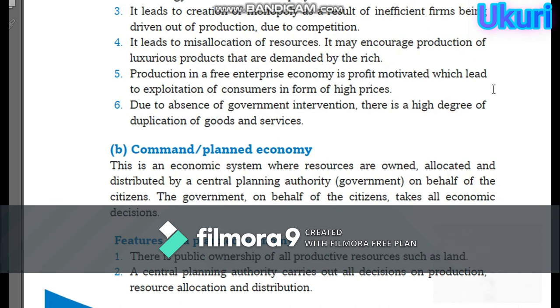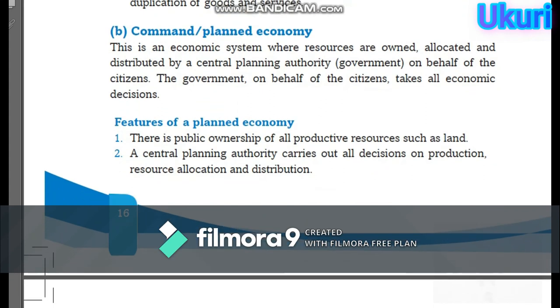It may encourage production of luxurious products that are demanded by the rich. Kuvuga ngo bituma habaho kuzana product nyinshi zifite amafaranga menshi, ibiciro byinshi biri hejuru, ugasanga abakire aribo bari kubigura abakene bagahezwa. Production in free enterprise economy is profit motivated, which leads to exploitation of consumers in the form of high prices. Bite nuko abakeneye profit bituma ibiciro bijya hejuru, nuno aba consumers bakabibona ku giciro kiri hejuru, cyangwa se bakaba banabibura bitewe n'ubushobozi bwabo. Due to absence of government intervention, there is a high degree of duplication of goods and services. Abantu benshi bagenda bakopera abandi ku bicuruzwa bari gukora.